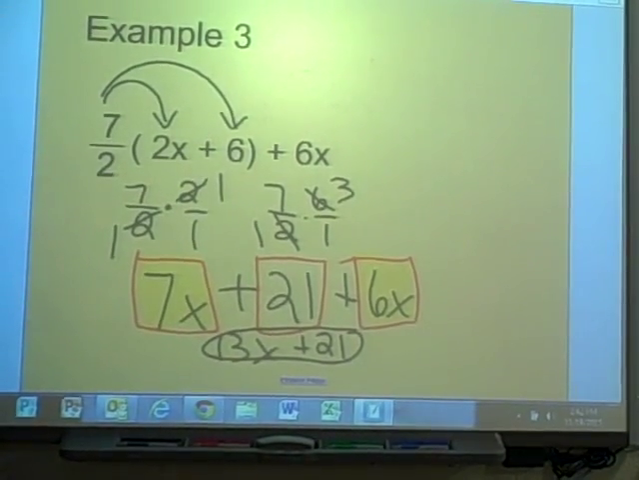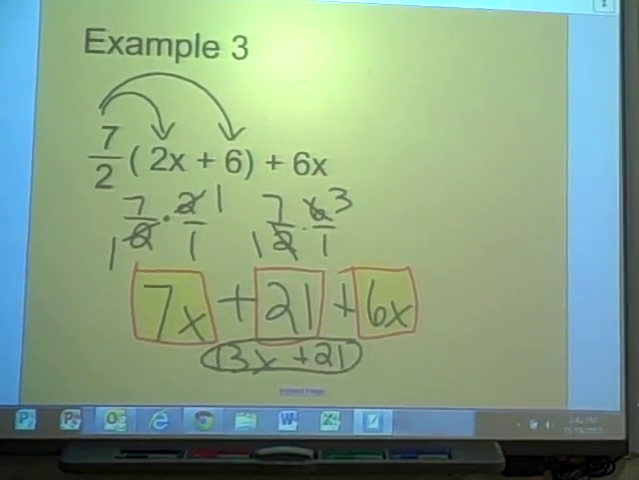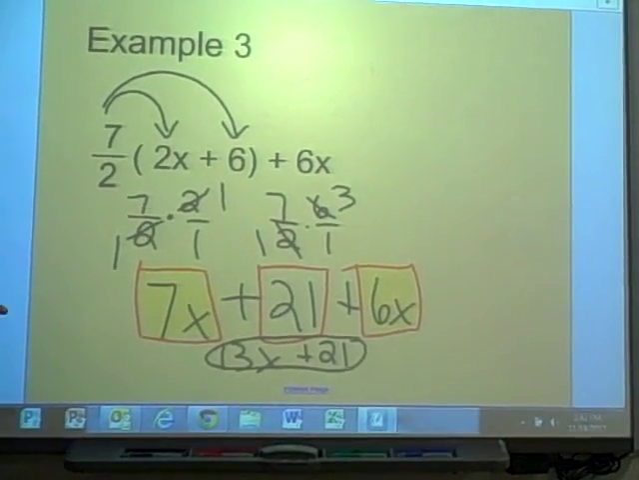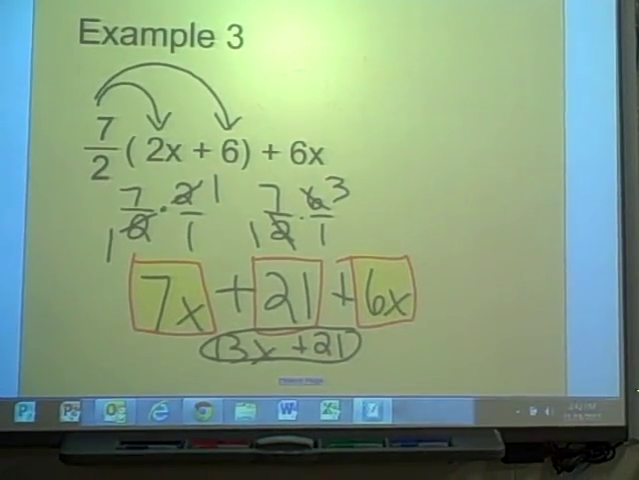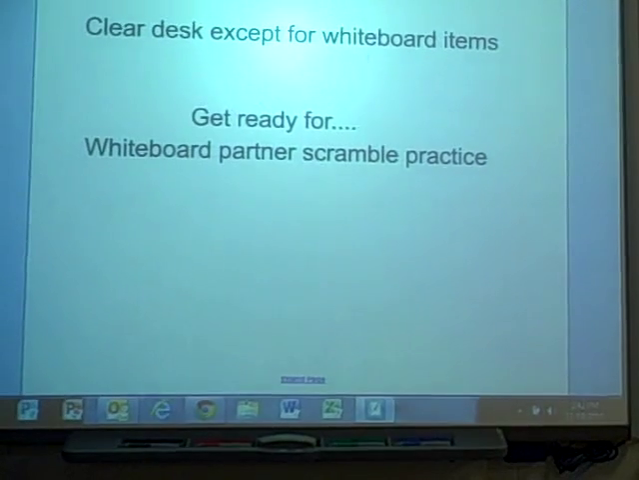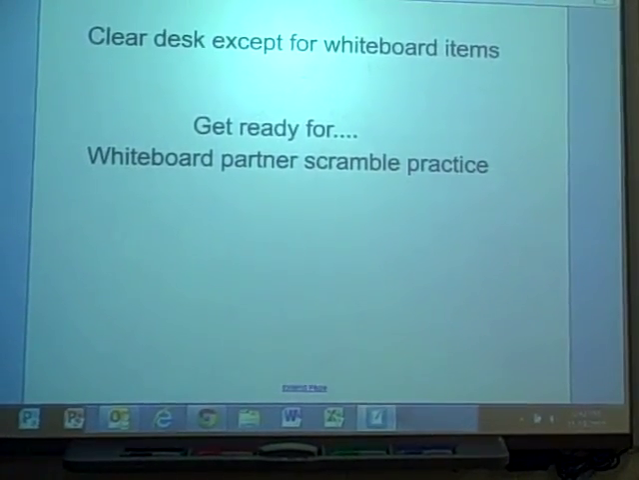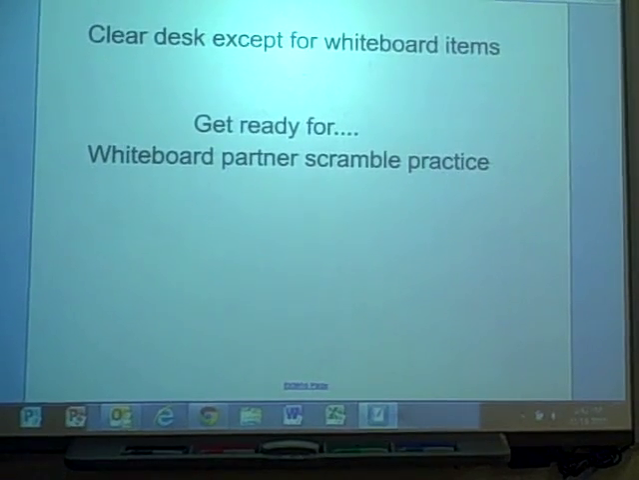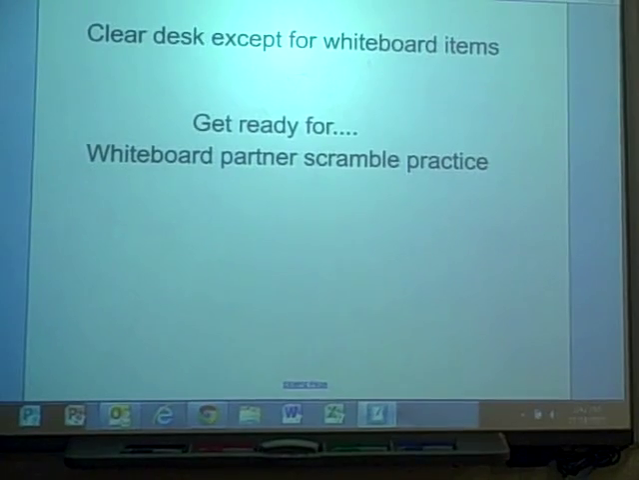Once you're finished with example 3, you can now go onto your Chromebook and practice more of the distributive property going on the RMS vertical file. Once everybody is finished with the video, then we're going to go on to a partner scramble and we're going to practice more simplifying expressions, and I need to see, did you learn anything from those examples that I just gave you by watching the video?